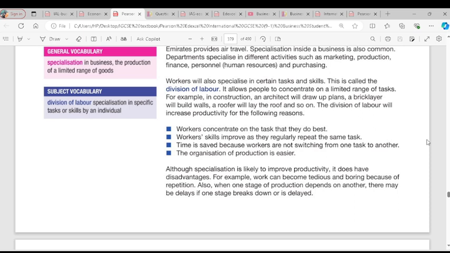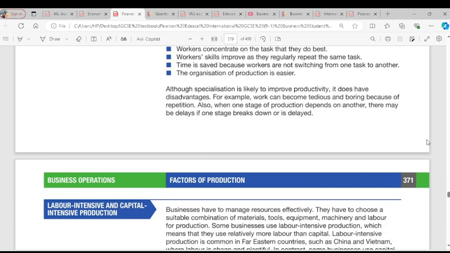Clear? Four, the organization of production is easier. So now we are almost done with the books. This time we are able to meet up with the deadline. Because it's specialization. Although specialization is likely to improve productivity, it does have disadvantages too.